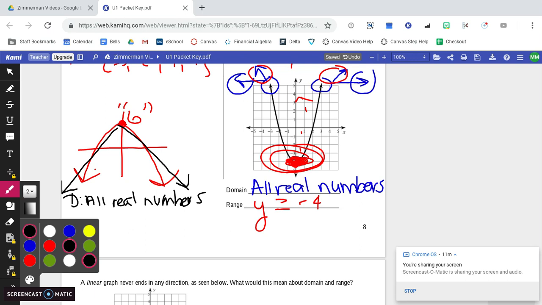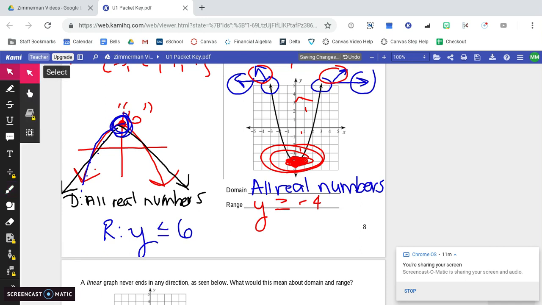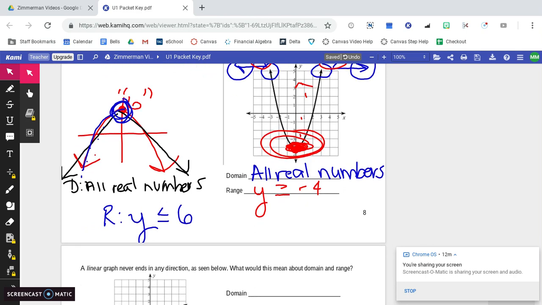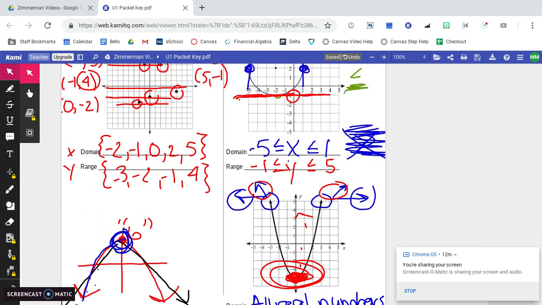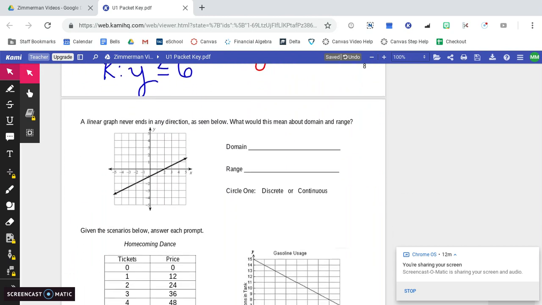The graph continues. But for the range, it starts at the top. It has a stopping point at 6. So we want to compare the graph to the 6. The original red graph from the top point moves down. So it goes from 6 to 5 to 4 to 3 to 2 to 1 and so on. It never stops moving down. So all of the other points are underneath the 6, or less than or equal to 6. The more you practice this continuous graph with inequalities, the easier it will get.